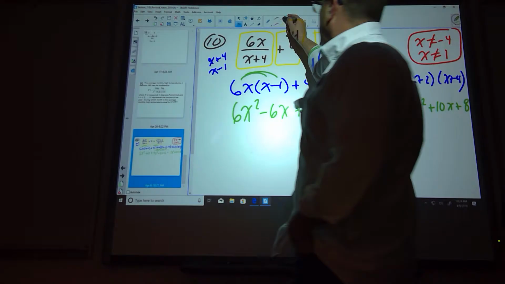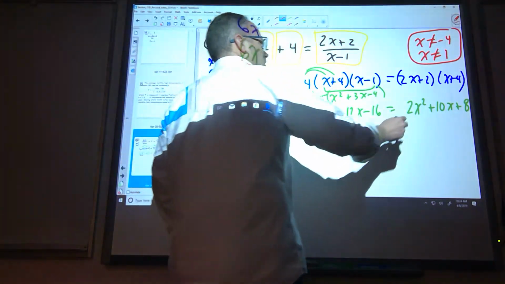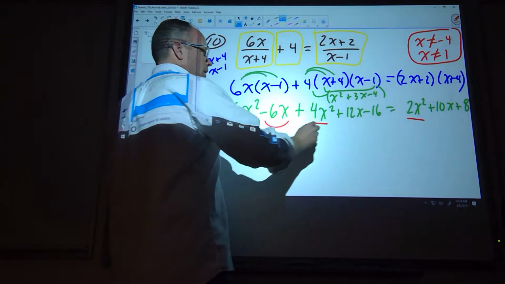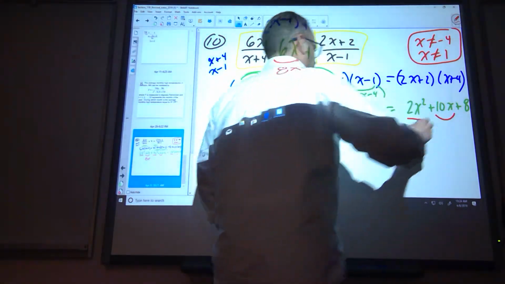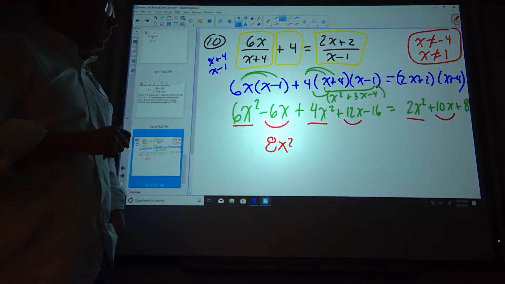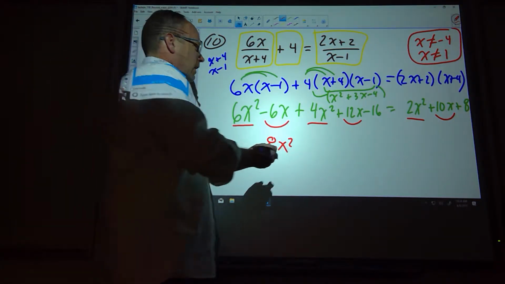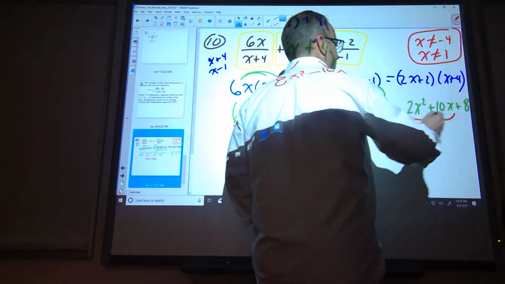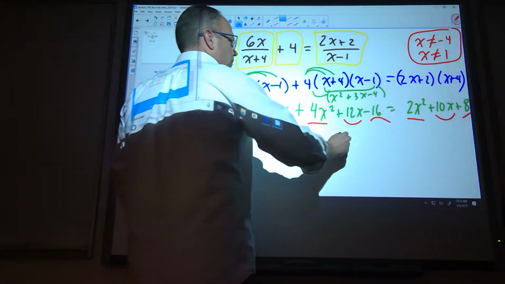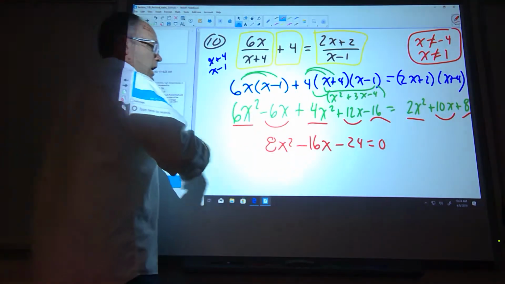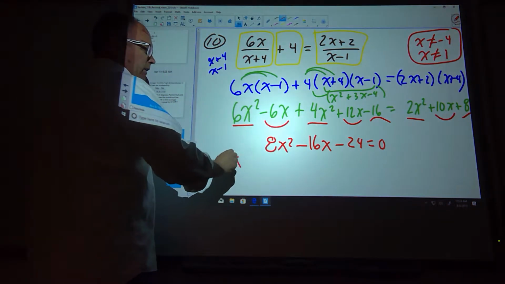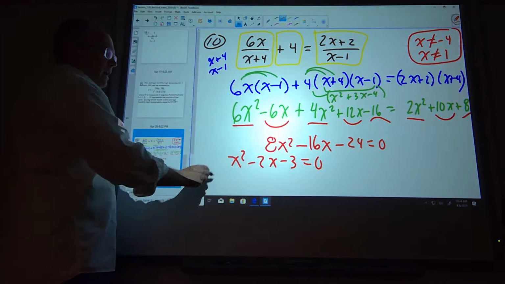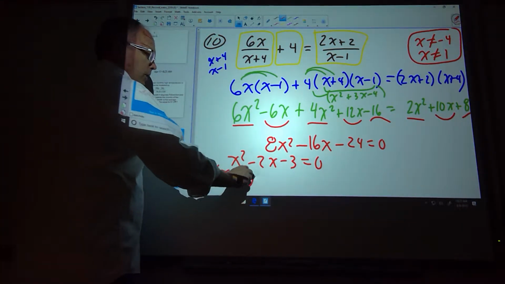All right, let's combine our like terms. That's 10x, bless you. Subtract the 2x, it's going to give me 8x squared. And I have that and that and that. So negative 6 plus 12 is 6. Subtract the 10, so I get negative 16x. And then the last one, combine that and that. So minus 24 equals 0. I could go through and divide everything by 8. Okay, divide everything by 8 and then factor: x minus 3 and x plus 1.